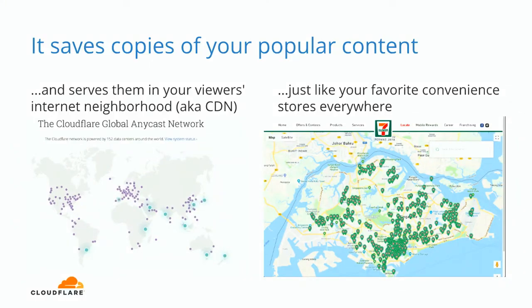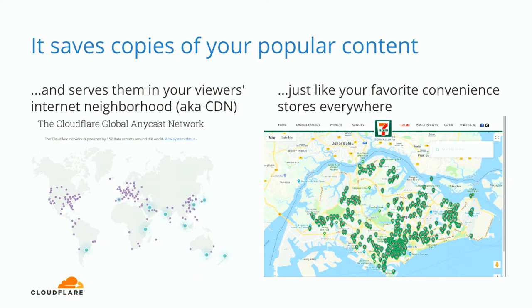So just now I talked about the benefits of reverse proxy in more technical terms. Now let's drill down to look at what it actually does. The first thing, as I mentioned, is caching. Let's use Cloudflare as an example. Right now, we have 152 data centers across the world. What it also means is that we can save copies of your assets, meaning your images, videos, audio files, or CSS files, on one or all of our locations, depending on where your visitors come from. In layman's terms, it's like serving the content in your viewers' internet neighborhood. The technical term for that is CDN, Content Distribution Network.